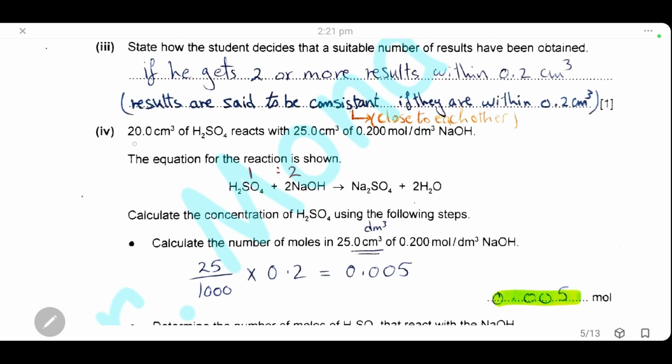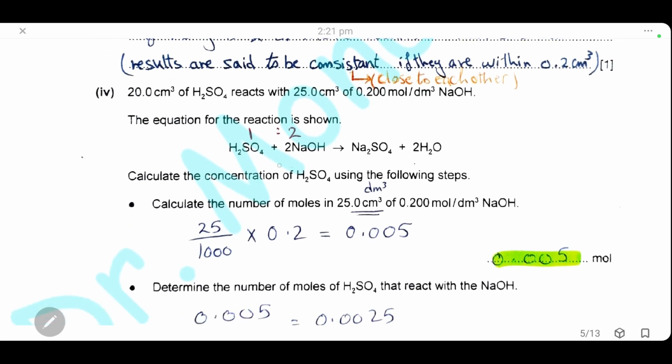Here we have 20 cm³ of sulfuric acid reacting with 25 cm³ of 0.2 mol/dm³ sodium hydroxide. The equation is as shown. First, we have to know the ratio between the number of moles of sulfuric acid and sodium hydroxide. As we can see, the ratio is 1 to 2. So for every 2 moles of sodium hydroxide, only 1 mole of sulfuric acid reacts.